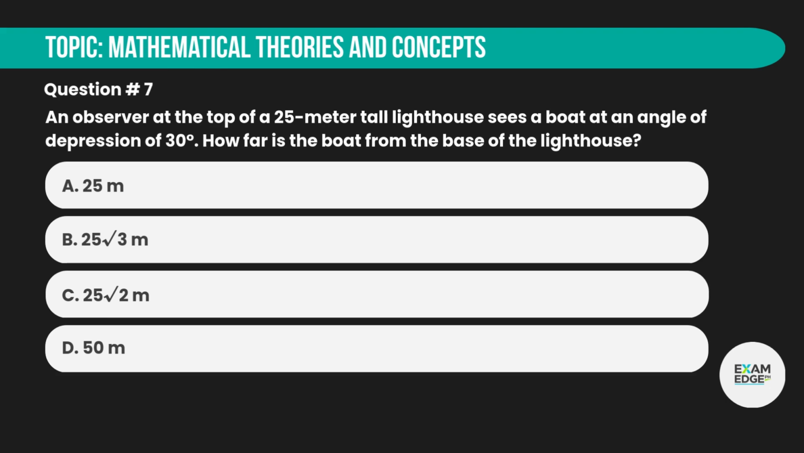Question number 7. An observer at the top of a 25-meter-tall lighthouse sees a boat at an angle of depression of 30 degrees. How far is the boat from the base of the lighthouse? A. 25 meters. B. 25 square root of 3 meters. C. 25 square root of 2 meters. D. 50 meters.